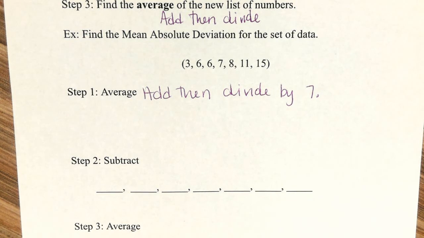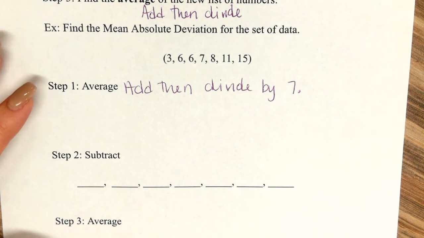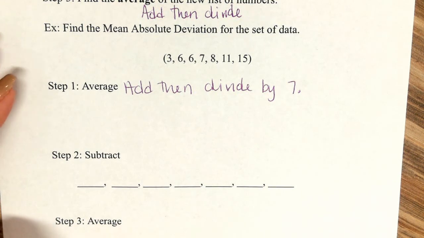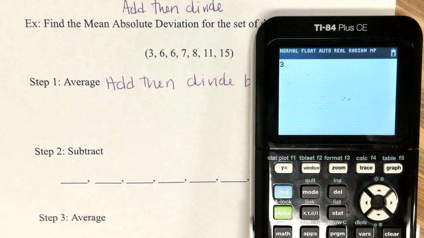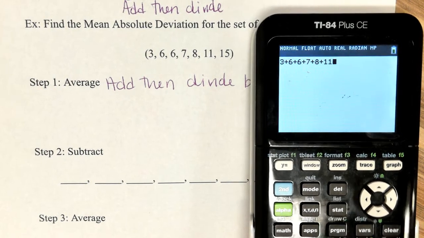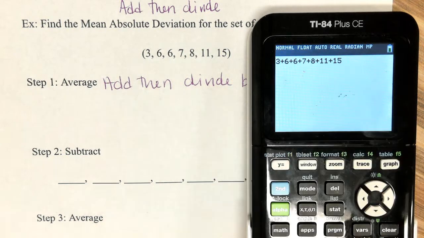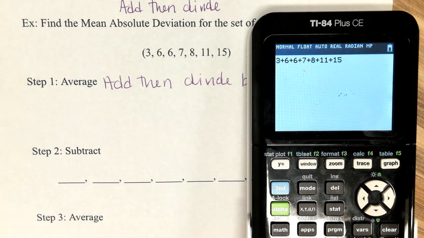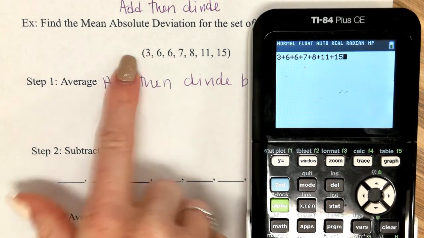So let's get our calculator and get ready to add those numbers. If you push one button wrong, your whole problem's going to be messed up, so make sure you're checking yourself. So here we go. I'm going to put in 3 plus 6 plus 6 plus 7 plus 8 plus 11 plus 15. And then I'm going to double check it to make sure I put it in correctly. So I'm just punching these numbers in by adding. So everybody should be doing it.